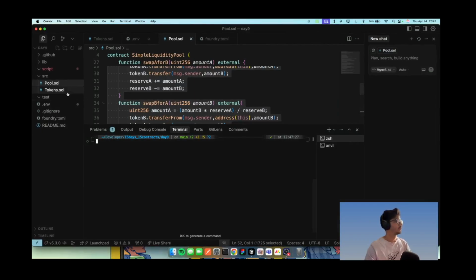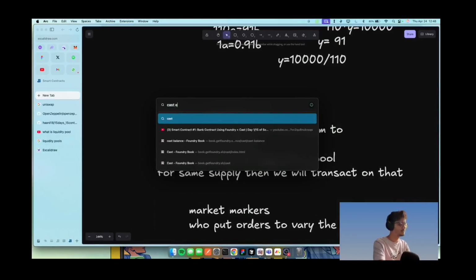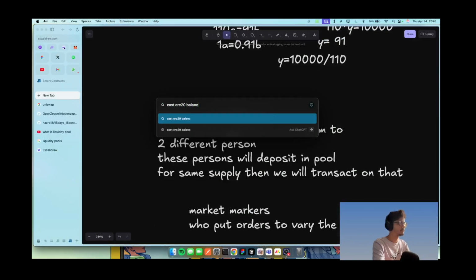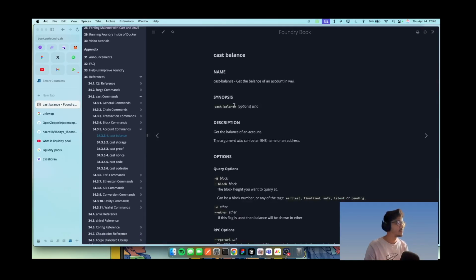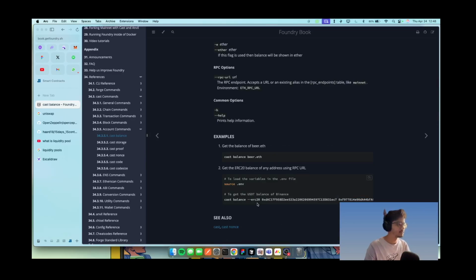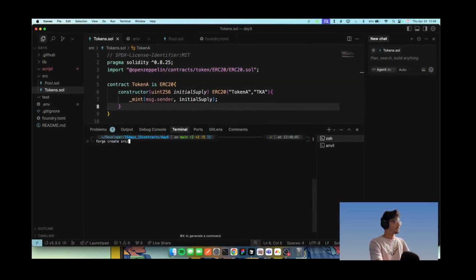Okay, tokens not sold first, so let's clear here. Forge create, cast ERC20 balance. Okay, I want to see how to go for cast balance here. Balance of ERC20. Yeah, we can do that too. Okay, so let's create the token A first. Okay, let's source the env.